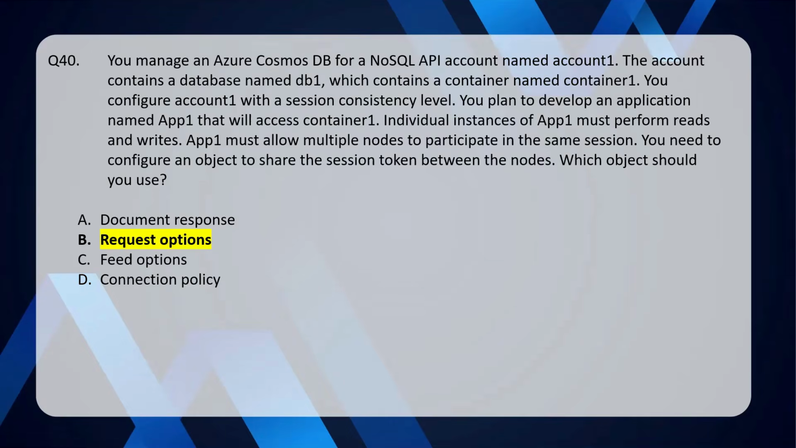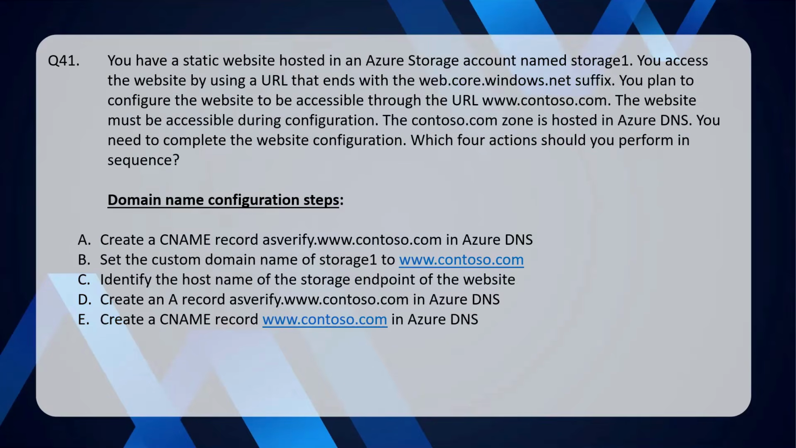Let's look at question number 41. You have a static website hosted in an Azure storage account named storage1. You access the website by using a URL that ends with the web.core.windows.net suffix. You plan to configure the website to be accessible through the URL www.contoso.com. The website must be accessible during the configuration.